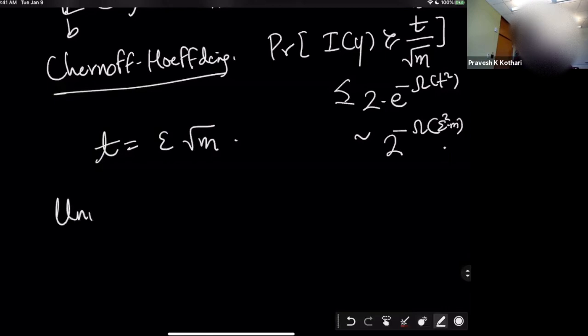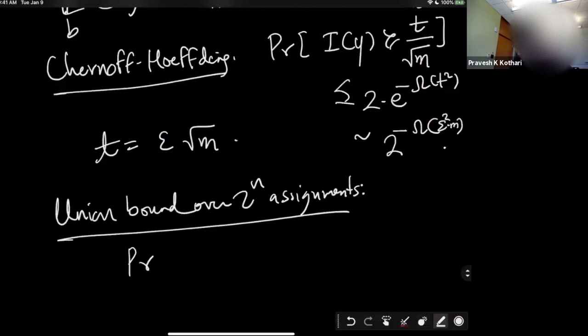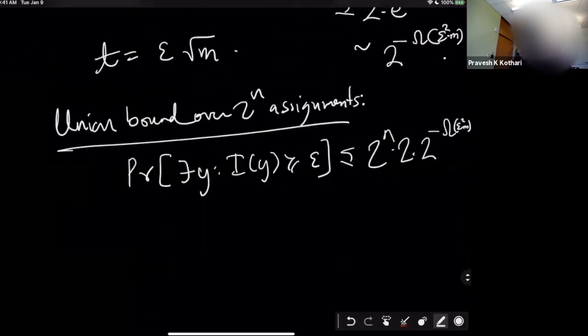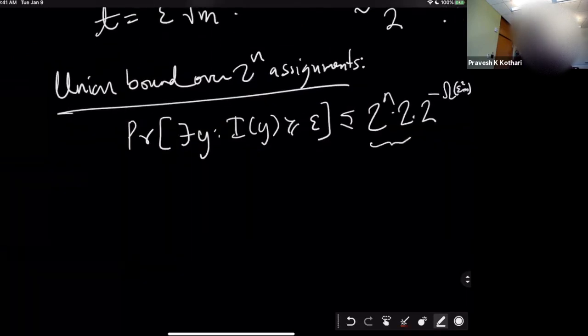So union bound means that the probability that there is some y such that I of y is bigger than epsilon is at most 2 to the n times 2 to the minus omega epsilon square m. And so now we are basically done. I have to swallow this 2 to the n plus 1 factor with 2 to the minus omega epsilon square m factor. So choosing m.